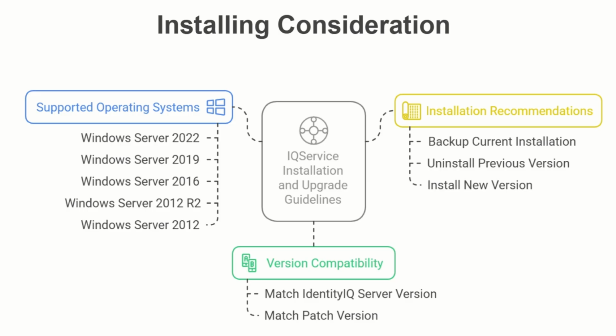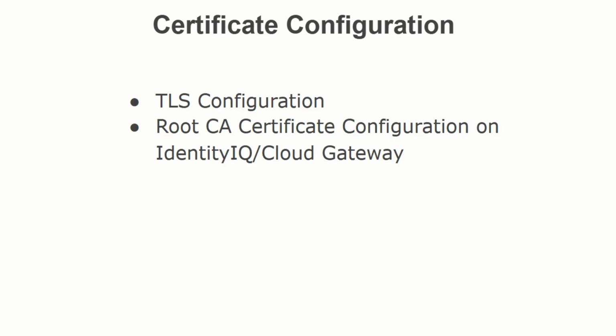Then the upgrade consideration is to back up the current version. If you are upgrading the IQ service, back up the current installation before uninstalling, to aid troubleshooting with new versions. Uninstall IQ service and then install the new version of IQ service. This clears the entry in the registry associated with the existing IQ service. So these are the installation recommendations, the operating systems we have, and version compatibility: go with a newer version for each IIQ installation with IQ service.